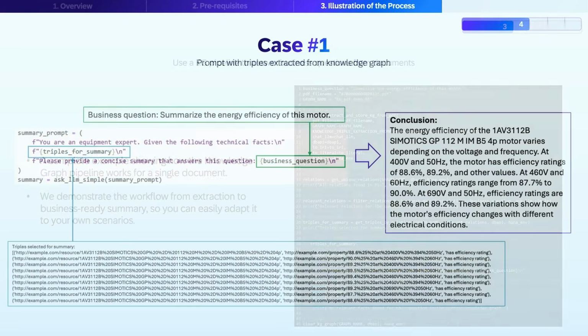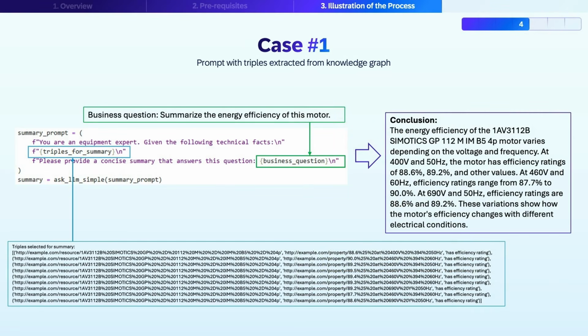Here we show how the final prompt is constructed to answer a specific business question using facts extracted from a knowledge graph. Let's walk through this process. First, the business question is simple: summarize the energy efficiency of this motor. To answer that, we don't just give the large language model the full document or even the whole graph. We first filter the relevant triples. In this case, these are only the ones that relate to the relation type efficiency rating. You can see a sample of these triples listed at the bottom of the slide. They describe efficiency values in specific voltage and frequency settings.